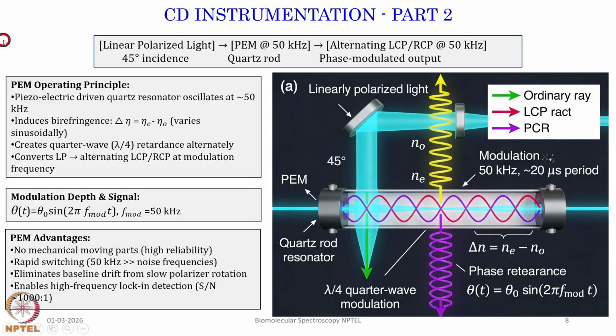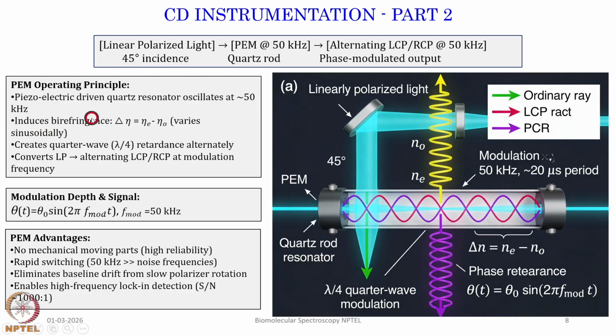Now, that is the important part. So, we have a linearly polarized light, right. After linearly polarized light, what we have to do? You have to make it circular, like a linearly polarized light can be decomposed into circularly polarized light. So, linearly polarized light 50% incidence on the quartz, we can have alternating left and right handed polarized light at 50 kilohertz. So, phase modulated output we are going to have, and that can be done by this piezoelectric driven quartz resonator that oscillates at 50 kilohertz.